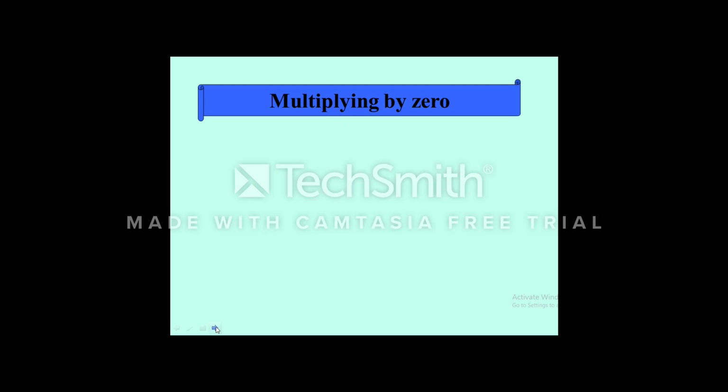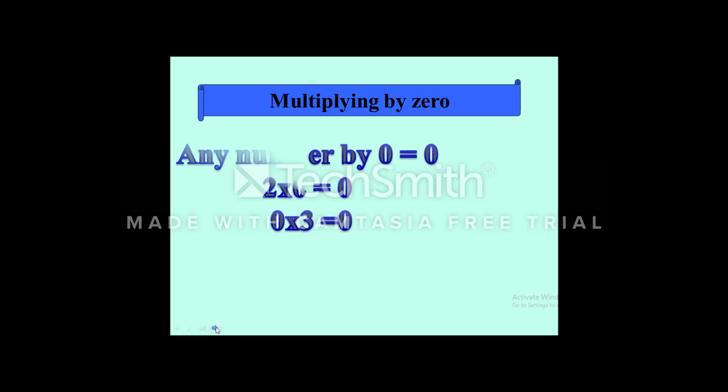Another secret about multiplication: when I multiply any number by 0, my answer must be 0. Like 2 by 0 is 0, 0 by 3 is 0.